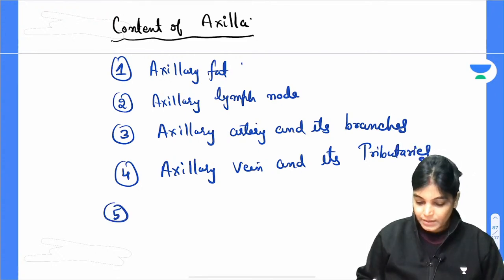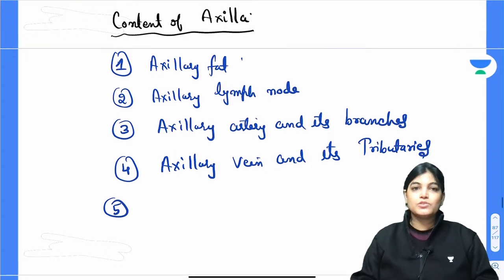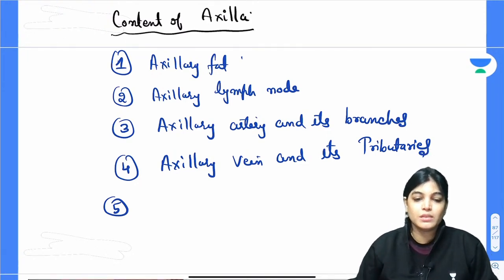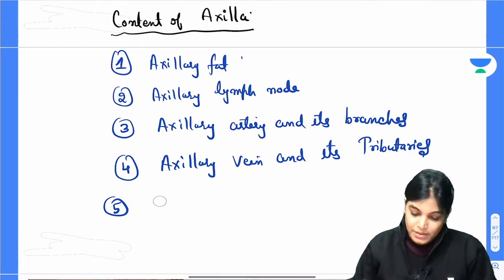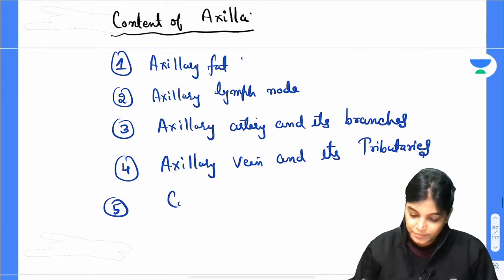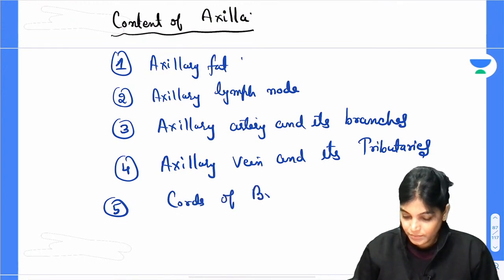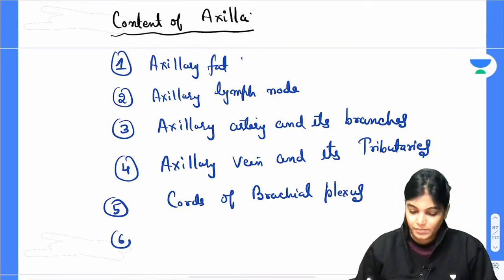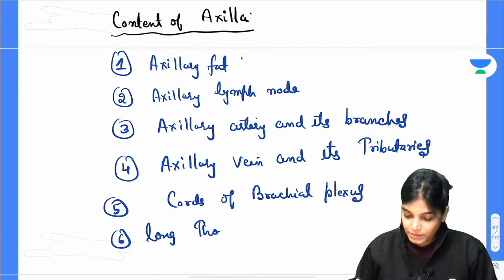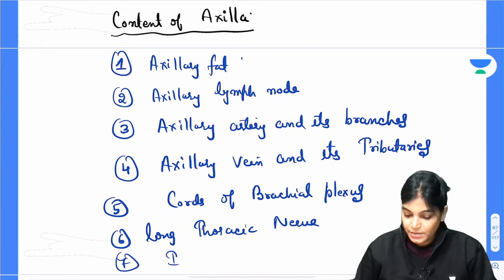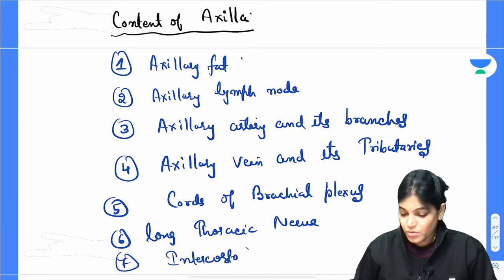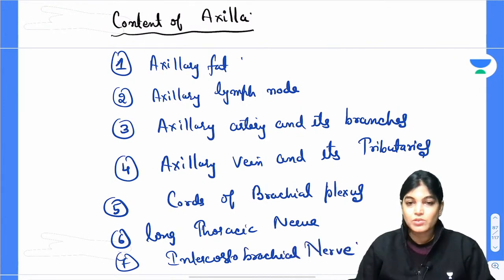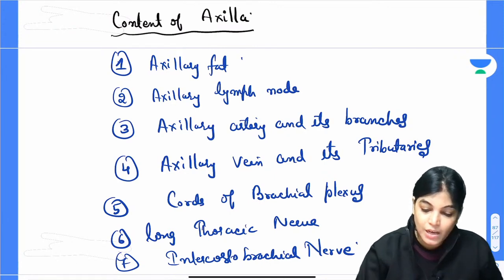Other than that, we have got cords of brachial plexus, long thoracic nerve and intercostobrachial nerve. Now, I have not taken the session about brachial plexus.